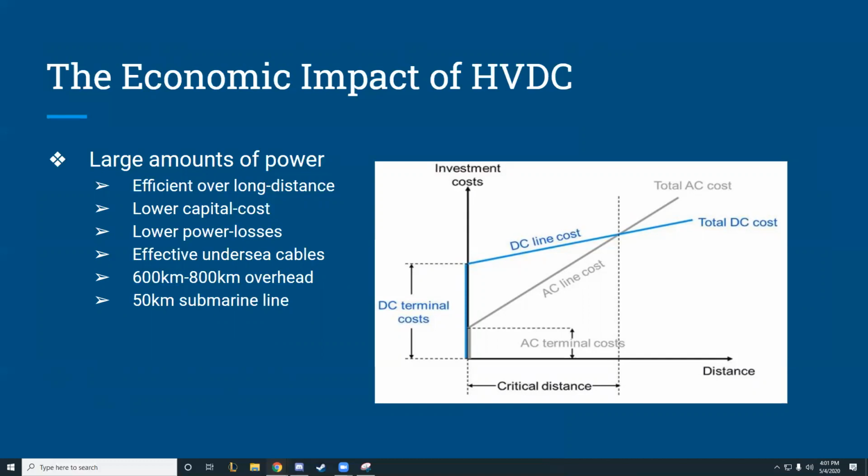The break-even point or critical distance in terms of economic cost occurs between 600 kilometers and 800 kilometers for the overhead lines and 50 kilometers on the submarine lines. As is illustrated on the chart, we can notice that after 600 or 800 kilometers, we break even, and beyond that, the DC terminal cost of the DC transmission line will be cheaper than the AC lines.